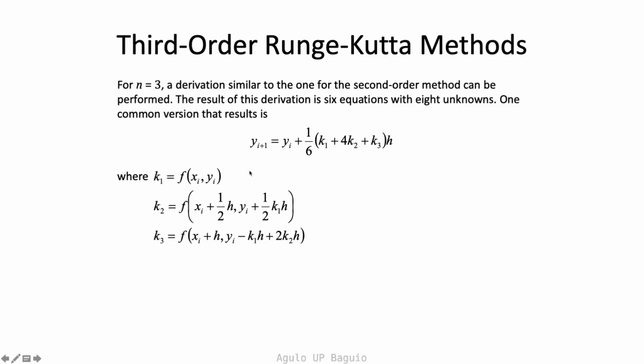So again, first you need to determine k1 using the function f. From here, you use k1 here to get k2, and to get k3, you use k2 here. Now that you know k1 and k2 and k3, you plug this in here, multiply all of these by h, and then you add that to y sub i to get y sub i plus 1. Then you iterate that over and over again, depending on the number of your data points.